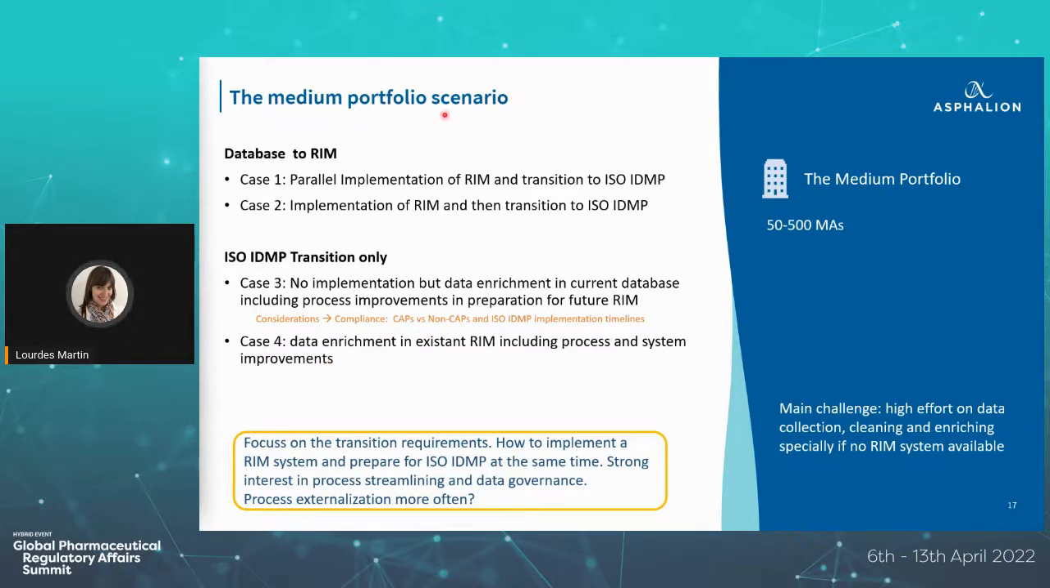In general, companies in the medium portfolio scenario, or new portfolio companies, are focusing on the transition requirements: how to implement a RIM system and prepare for ISO IDMP at the same time. And there is a strong interest in process streamlining and data governance. And sometimes there is a need for process externalization more than in other cases.